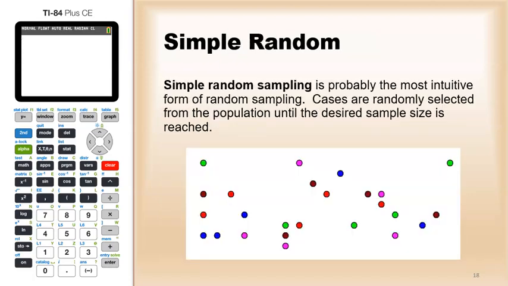Alright, simple random sampling is probably the most intuitive form of random sampling. Cases are randomly selected from the population until the desired sample size is reached. So they can be anywhere from the population.